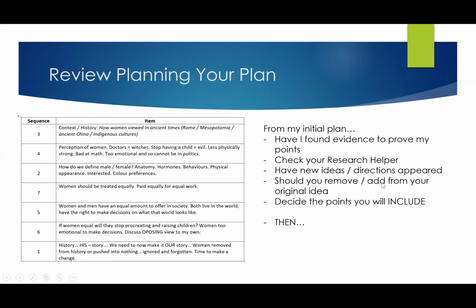So should you remove or add from your original idea? Is there anything that you'd like to take out or anything that you'd like to include? Then you're going to decide on points which you will include. So again, we're just comparing, having a look at planning your plan, have a look at your research helper. What am I going to include? What am I going to discard or get rid of? And most importantly, do I have research-based evidence for each of my points?